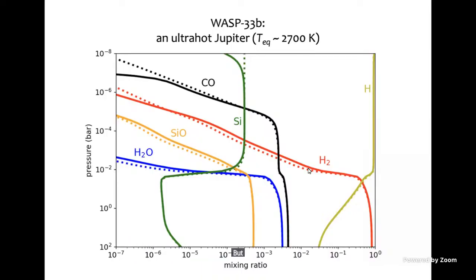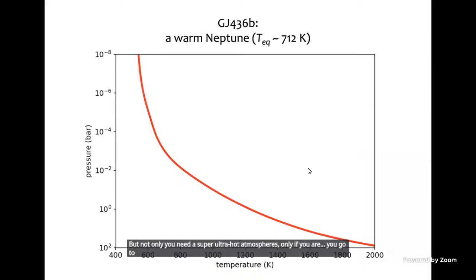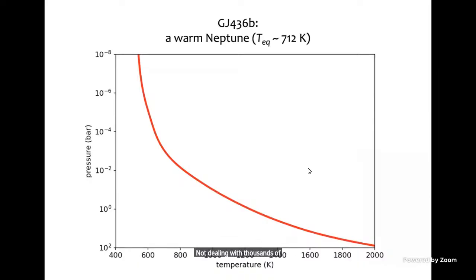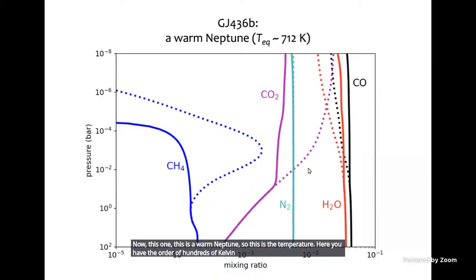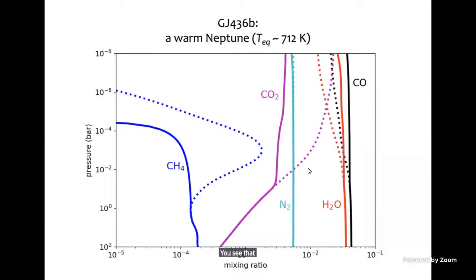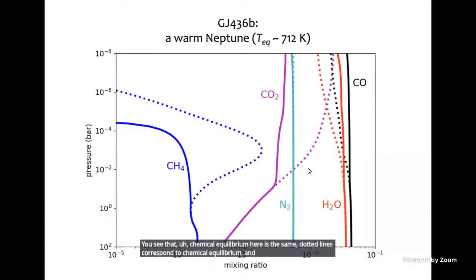But not only do you need super ultra hot atmospheres. If you go to an atmosphere that is relatively warm, not dealing with thousands of Kelvin, but with hundreds of Kelvin, this is a warm Neptune. So this is the temperature, in here you have the order of hundreds of Kelvin, and you do the same exercise. Dotted lines correspond to chemical equilibrium and the solid ones to disequilibrium.